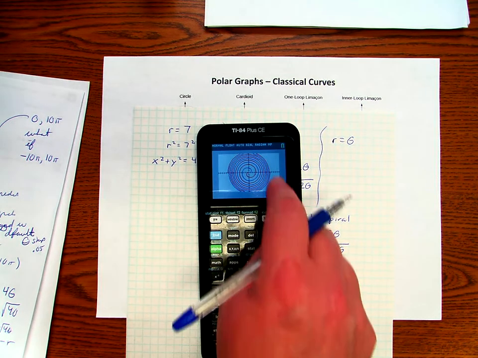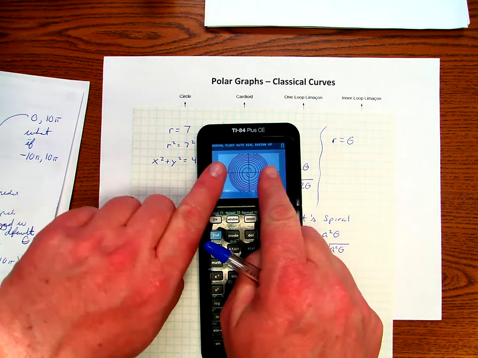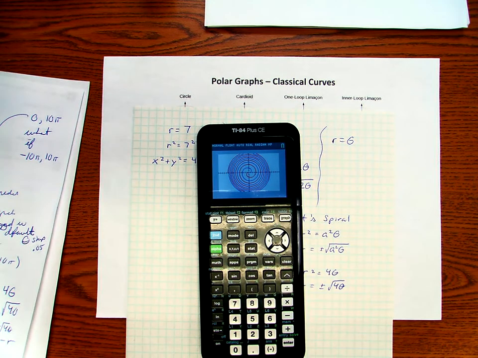We didn't quite fill up the screen here. 10 pi got us pretty close. If we wanted to see this spiral go all the way out to the edges, we could increase our theta max to include a little bit more of the graph. But I think for the purposes of what we're trying to accomplish today, that's good enough.